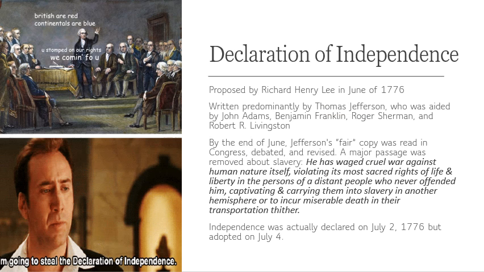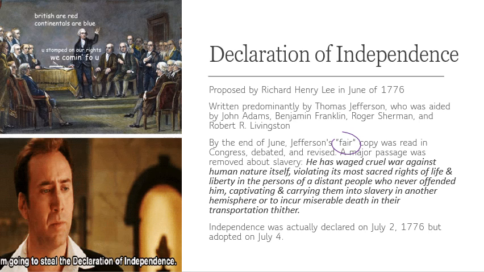So the Declaration of Independence itself is proposed by a guy named Richard Henry Lee in June of 1776. Now, it's written predominantly by Thomas Jefferson. He did have people helping him, but he's the guy we generally remember for it. By the end of June, Jefferson had what was known as a fair copy. This is basically his draft. It was read in Congress, debated, and revised. There were actually a lot of things taken out of the original Declaration of Independence.